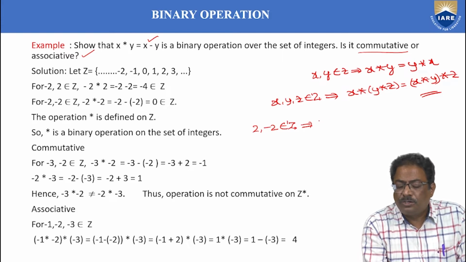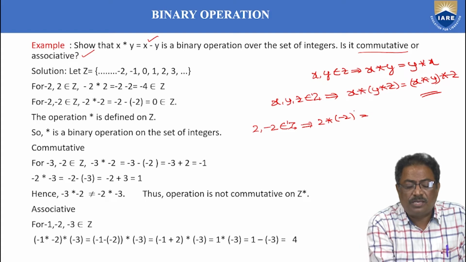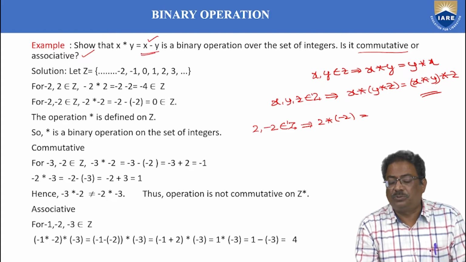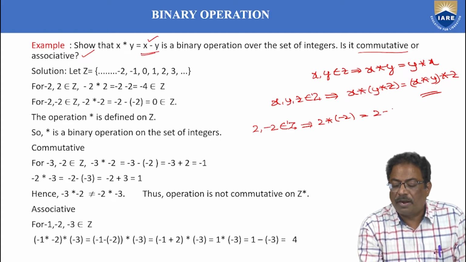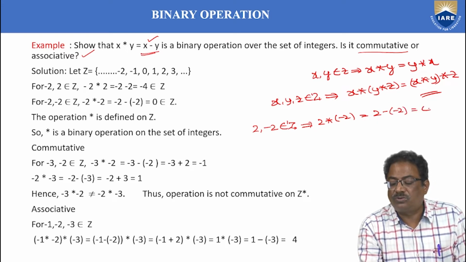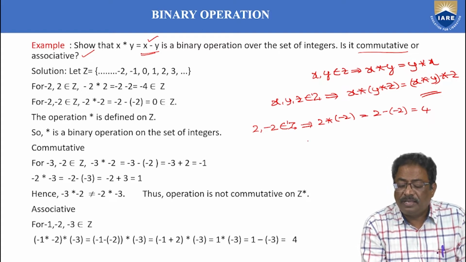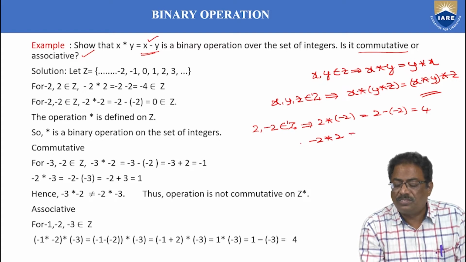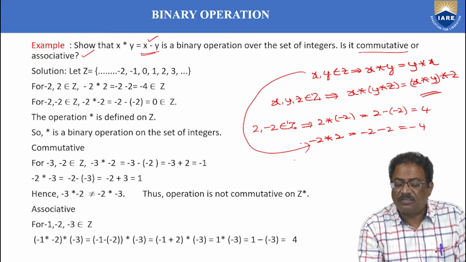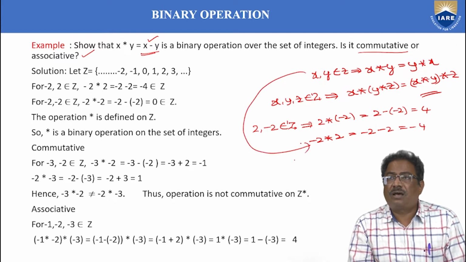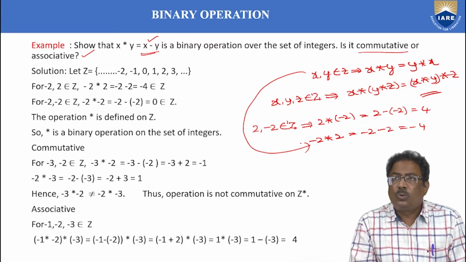Then taking 2 star -2, this is nothing but the difference: 2 minus of -2, which is equal to 4. And if I take it the other way, -2 star 2, which is equal to -2 minus 2, which is -4. So here, this condition, x star y is not equal to y star x.